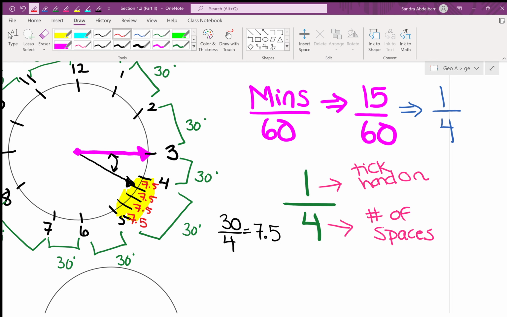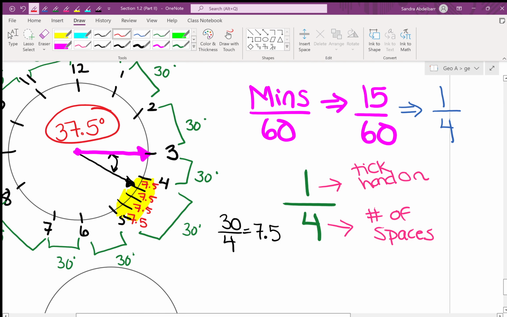Okay. All right, how many 7.5s are in there? Well, no, in the angle. Oh, in the angle, there's only one. So what is my total angle? It's going to be 37.5 degrees. You'll get better. Let's do another one.